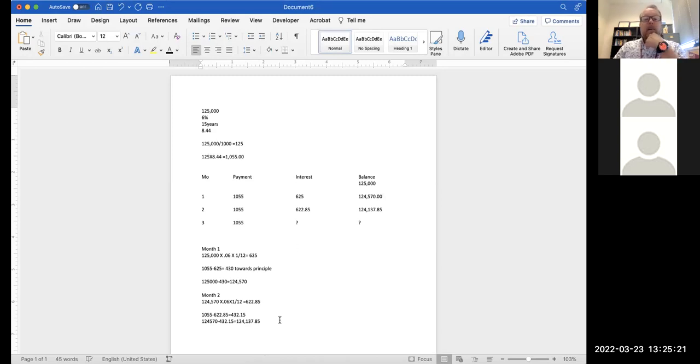Now if I come down here, I'll do month 3. The first thing I need to do is figure out my interest. Again, I don't take the original amount, I take the most current balance, multiply that by the percentage rate, and multiply that by the time. That gives me next month's interest amount, which is a little bit different. So times 0.06 times 1 divided by 12 equals $620.